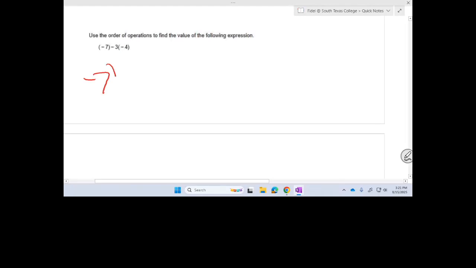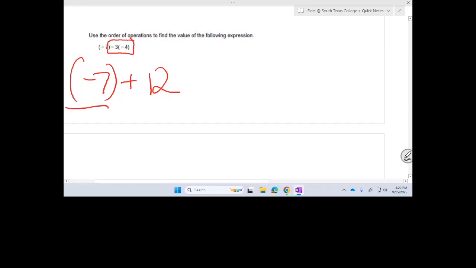So I'm going to leave that -7 alone for right now because I'm not really doing anything with it. But I am going to do that part. Now, we have 2 ways we can go about this, y'all. We can think about that as a -3 times a -4. What's a -3 times a -4? What do you think? Positive. Very good. Positive what? 12?